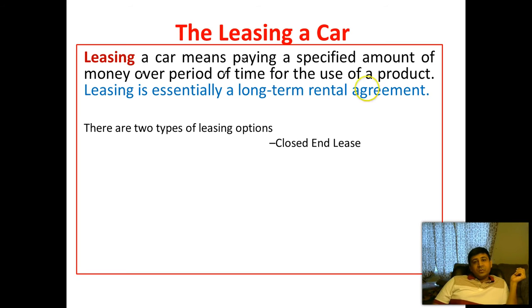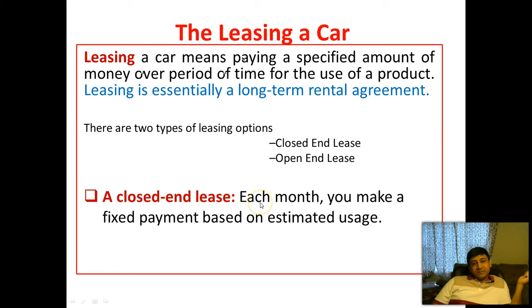There are two leasing options available in the market. The first one is a closed-end lease, the second one is an open-end lease. What does it mean? A closed-end lease is where each month you use the car and make a fixed payment based upon the estimated usage, which is specified in the contract. You cannot go beyond 10,000 miles, or whatever it is. So this is a closed-end deal.